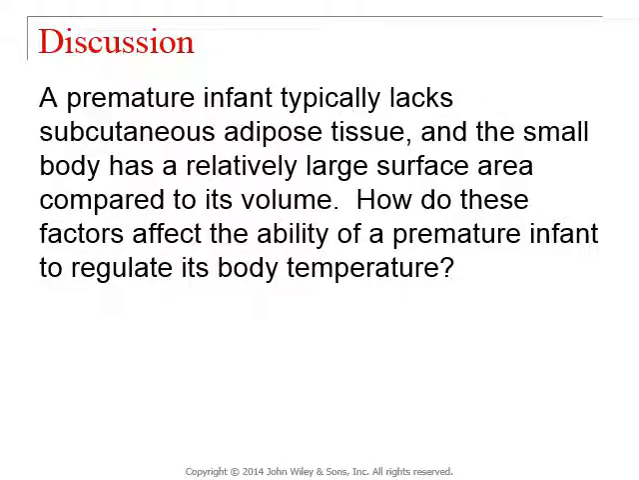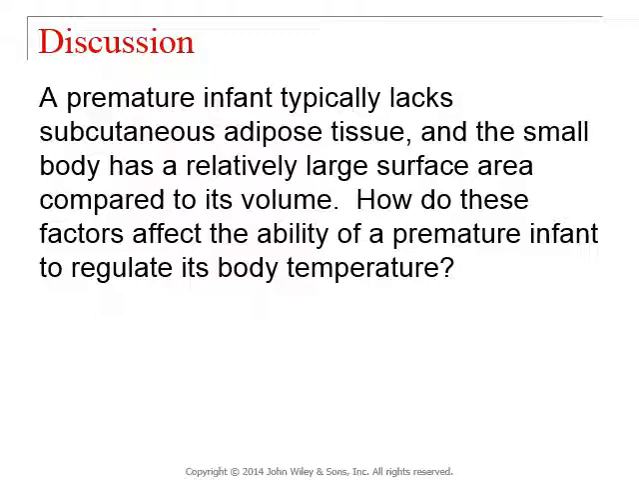So next question. A premature infant typically lacks subcutaneous adipose tissue. Typically, the adipose tissue really starts to form within the first couple of months after birth. So with a small body, it has a relatively large surface area compared to its volume. How do these factors affect the ability of a premature infant to regulate its body temperature?